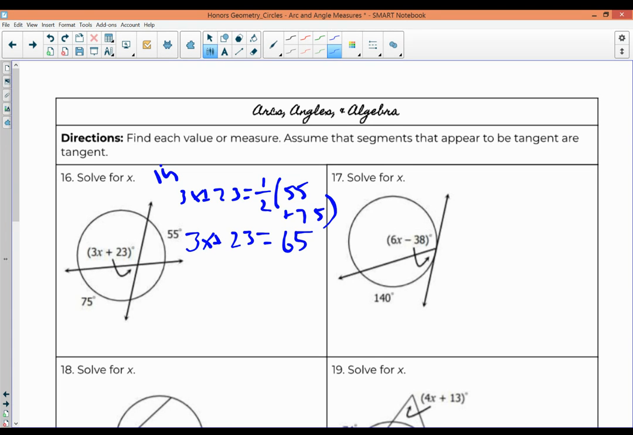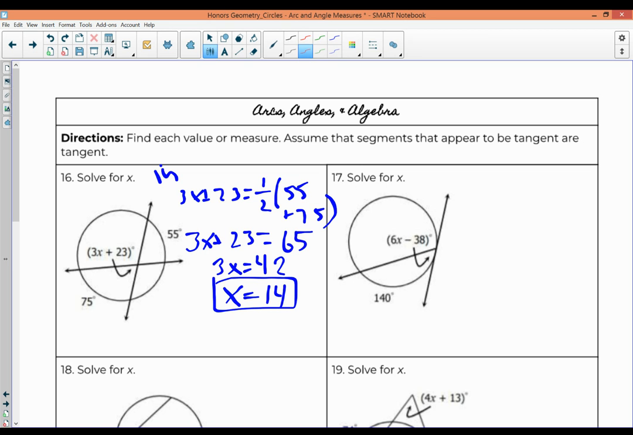And now I just have a two-step equation that I need to solve. I get 3x equals 42, x equals 14. I circle back and see that I just need to solve for the value of x. That's what I did. Boom, we're good.